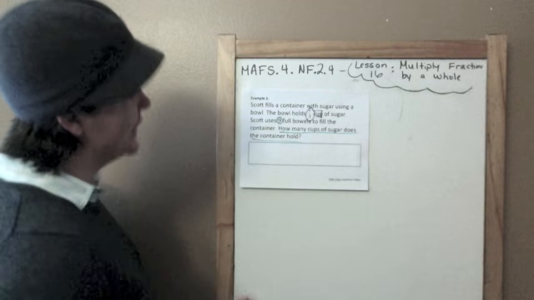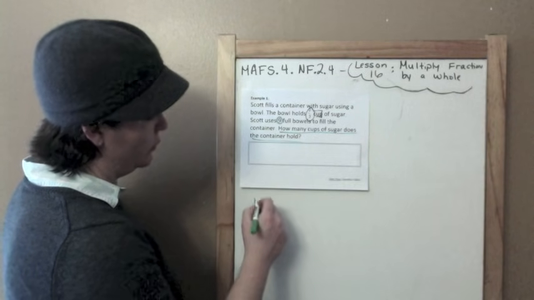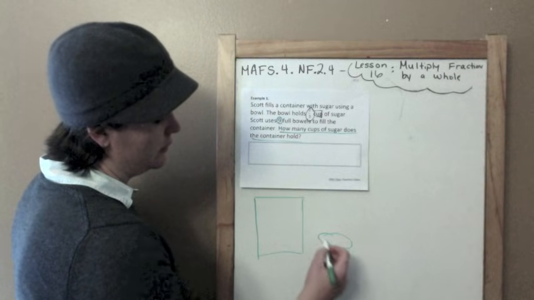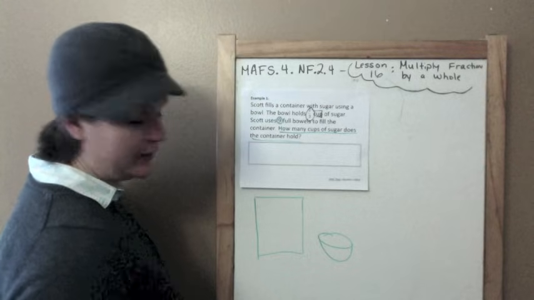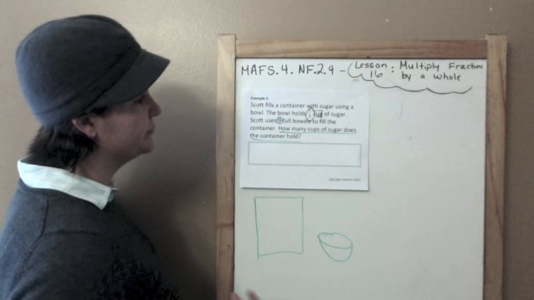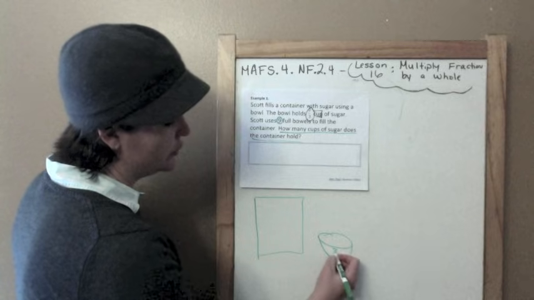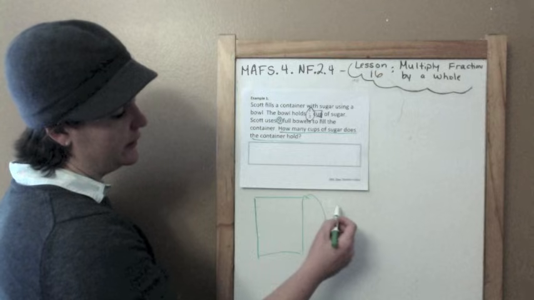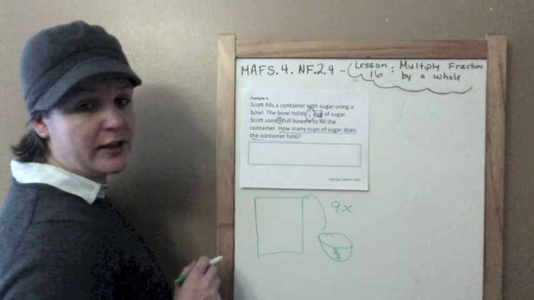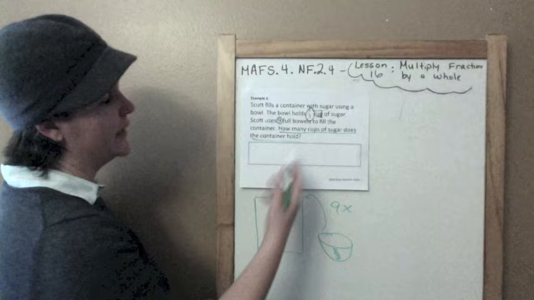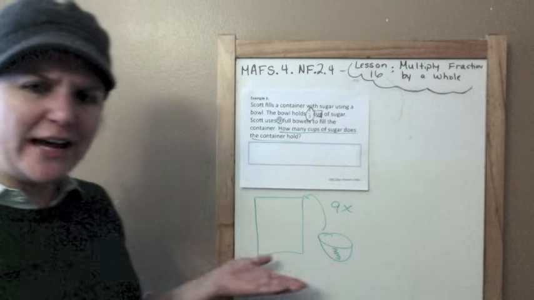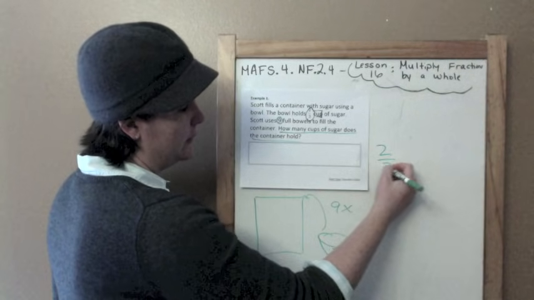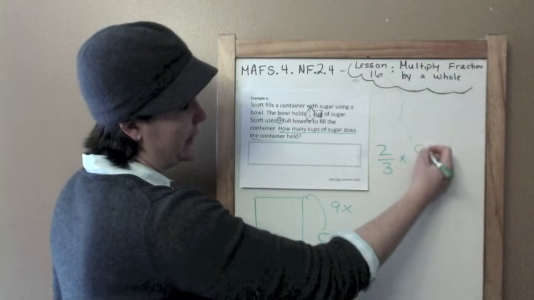So Scott fills a container with sugar. I'm imagining this is the container, and he uses a bowl. That's a terrible bowl, but you get the picture. The bowl holds 2/3 of a cup of sugar, and he fills it 9 times. He uses 9 full bowls, so he does it 9 times. So how many cups of sugar? Can you see now how it's multiplication? I'm going to take my fraction, and I'm going to multiply it by 9.